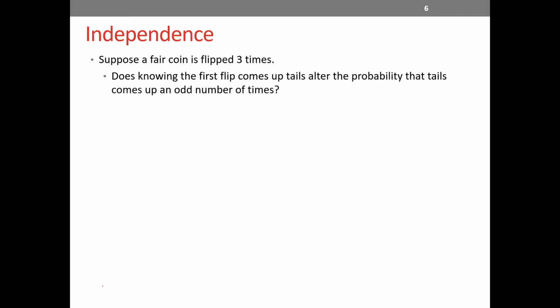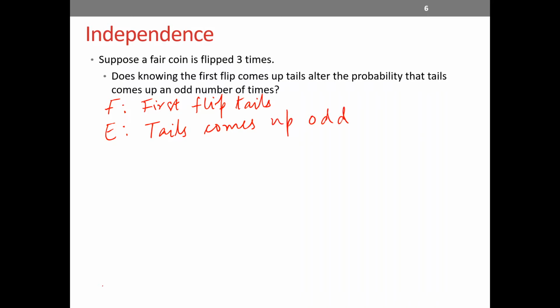So let F be the event that the first flip comes up tails, and tails comes up an odd number of times would be E. That means tails comes up either one time or three times. So these are the two events, and the question is whether the probability of E given F equals the probability of E. That's what the question is asking us.